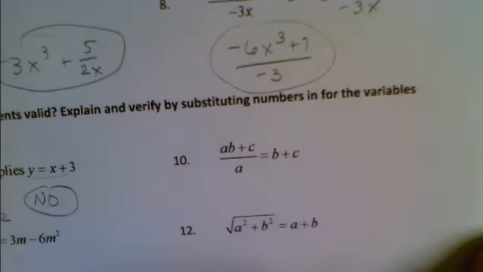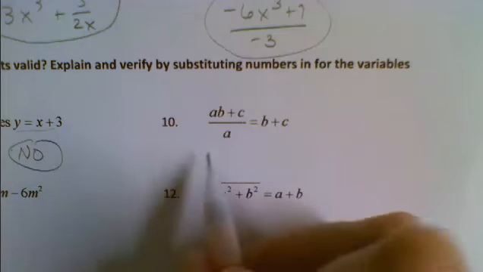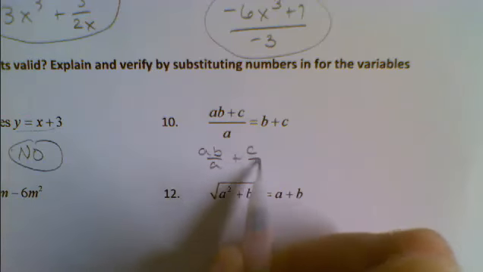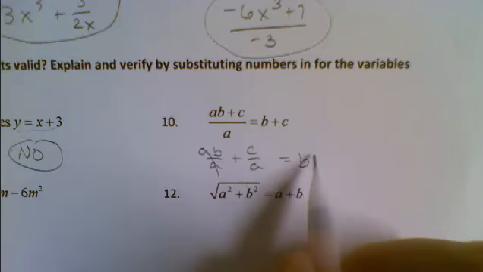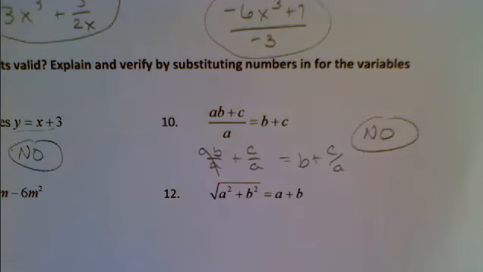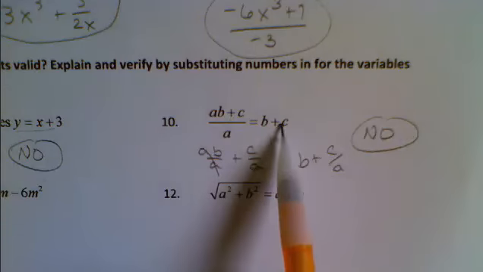10, looking to see if you simplify the fraction. So looking at that again, I would think of this as taking AB over A plus C over A. This does reduce to B, but then I'm left with C over A. So no, that is not valid. Okay, so just work with that one side and see what you would get if you would try to simplify it to see if you get B plus C, and you don't.